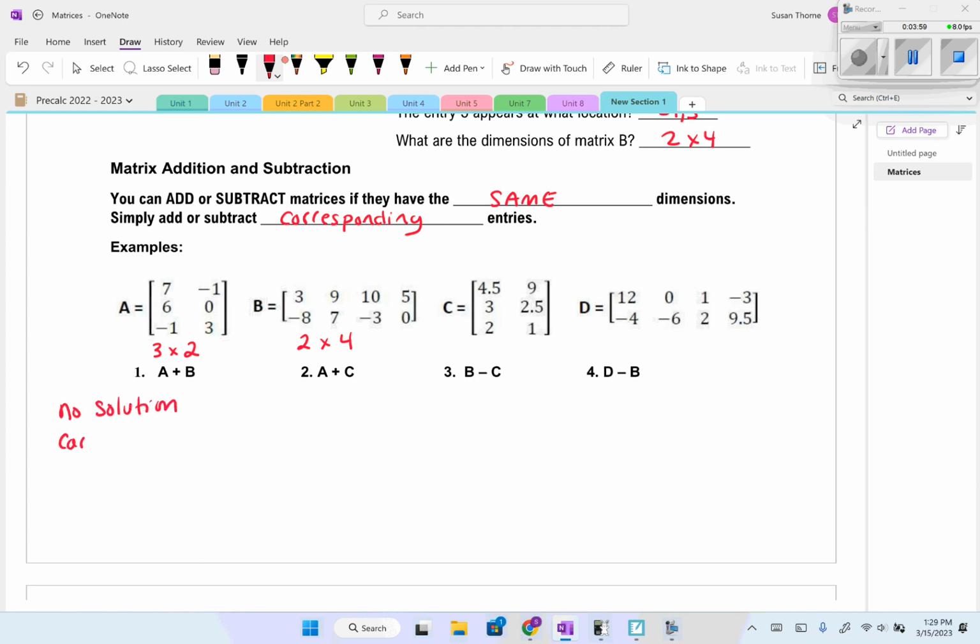So that means that there is no solution. You cannot add because the dimensions are not the same. So not the same dimensions.